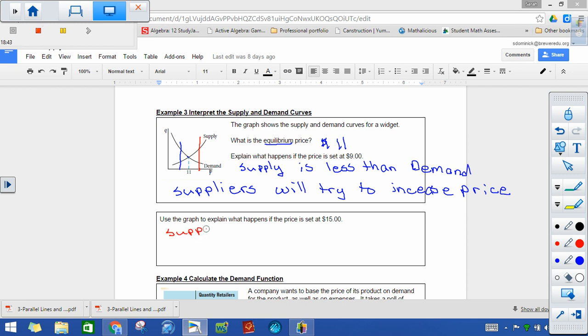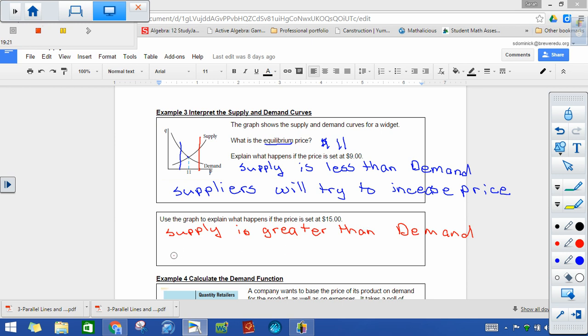supply, there's my supply curve. Supply is greater than my demand. Supply is greater than demand. So think about what that's going to do to the market. What are the people making these things going to do if they have more of them out there than demand? If there's 20 of them out there and only 5 people want them, what do you think is going to happen?